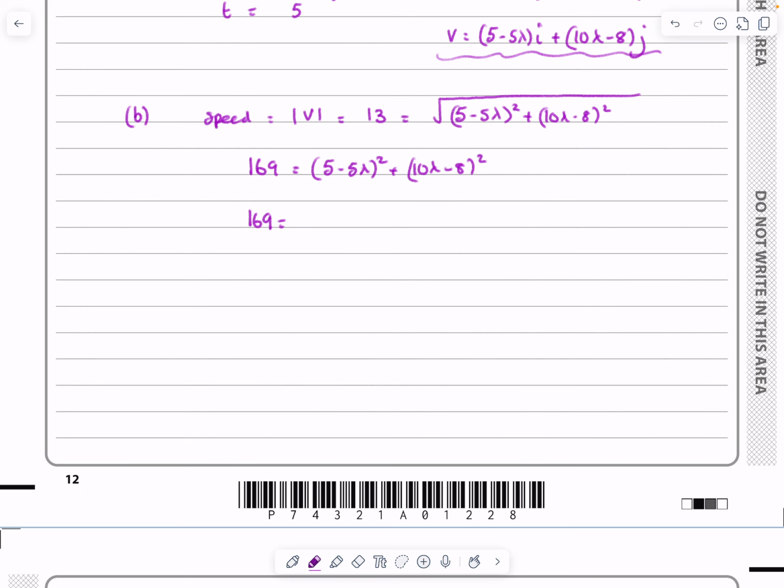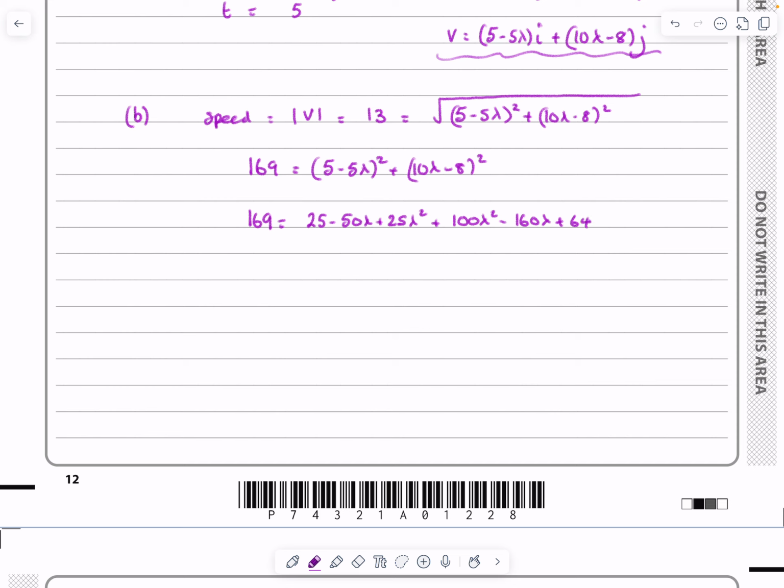I've said in all my videos, I know how to do (a minus b) squared. It's a squared, 2ab, b squared. So I use that quite often. So in this case, this is 25, it's minus 50 lambda, and it's plus 25 lambda squared. And then the same for the other one, that's going to be 100 lambda squared, minus 160 lambda and plus 64 there.